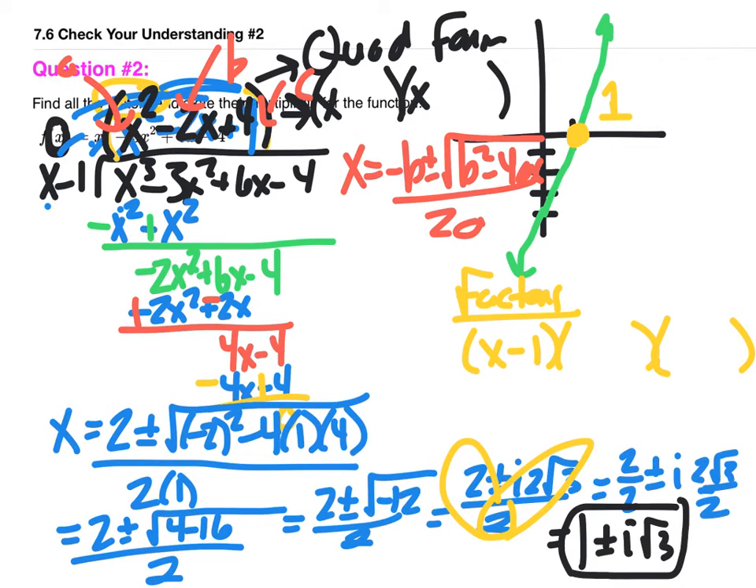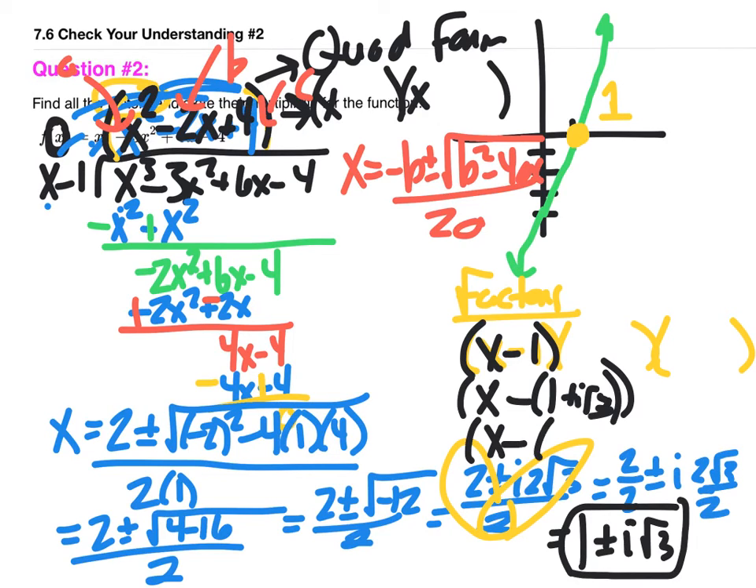Writing them as factors, this is a little higher level, but let me show you what the factors would look like. Again, keeping in mind one of the factors was x minus 1. Another factor would be x minus this entire number of 1 plus i square root of 3. And then the corresponding factor to that would just be x minus, again, 1 minus i square root of 3. So this is kind of a higher level concept of seeing these complex answers written as factors. I am not going to require this of you to have to do on a test.